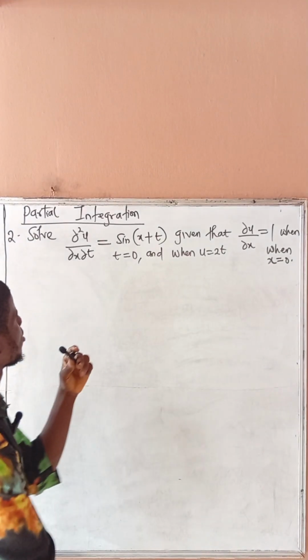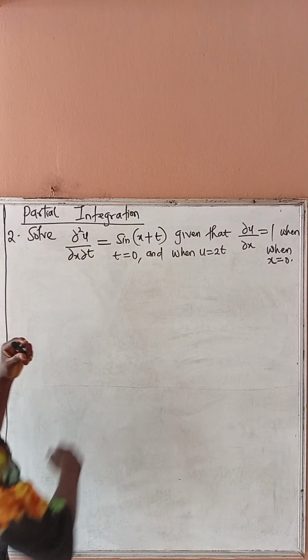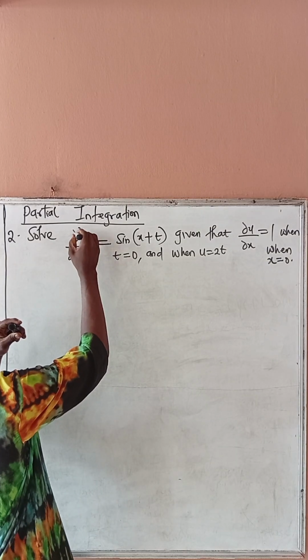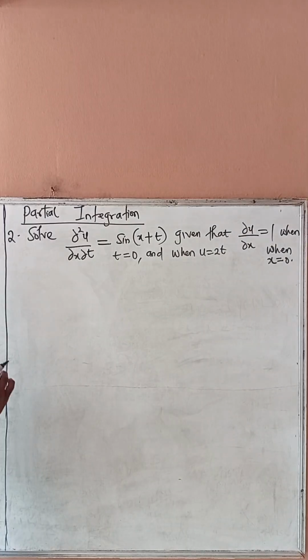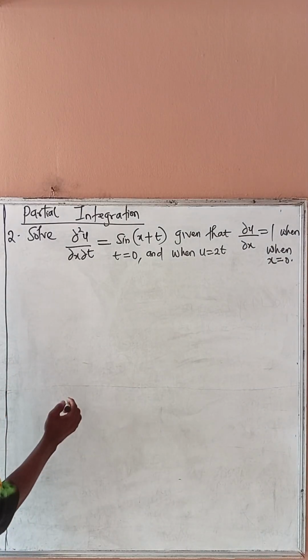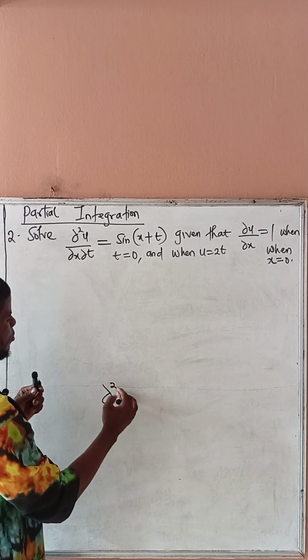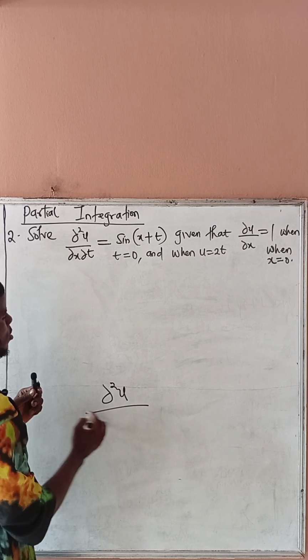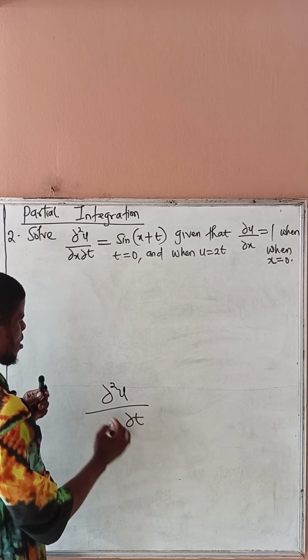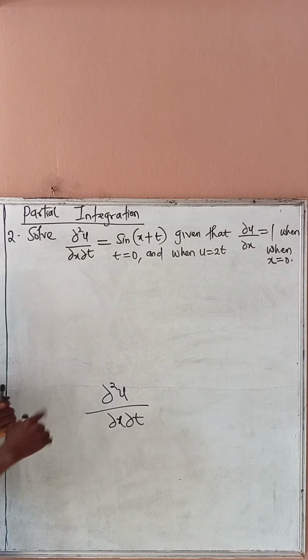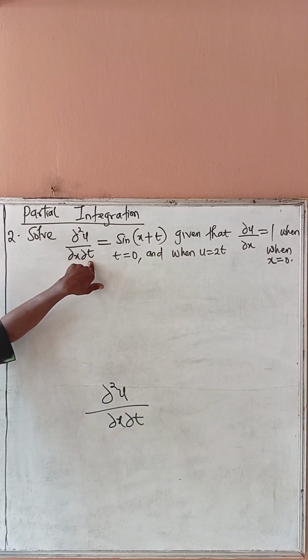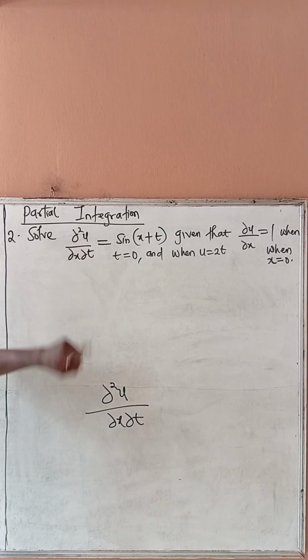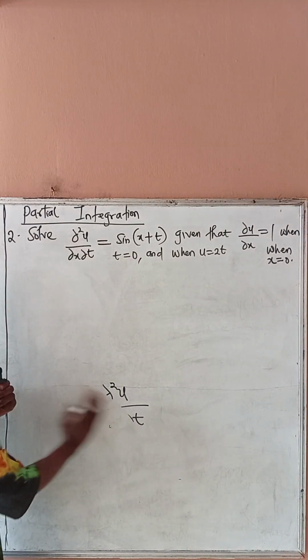Paying attention to the second question, we have to solve the second partial derivative of u. Okay, look at it. This is a mixed partial derivative. This is the partial derivative of u first with respect to t and then with respect to x. That's how it is read. So it means that we are first of all going to integrate this with respect to t. Then the next integration will now be with respect to x. Okay?